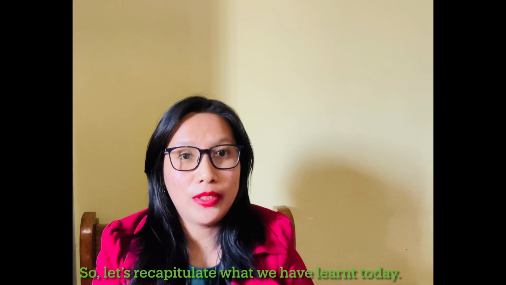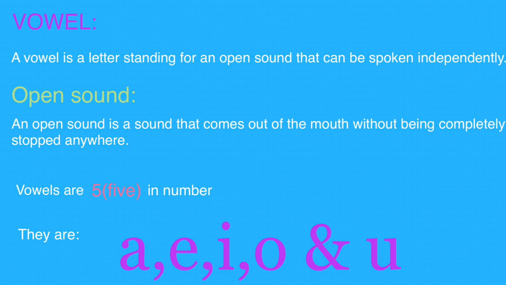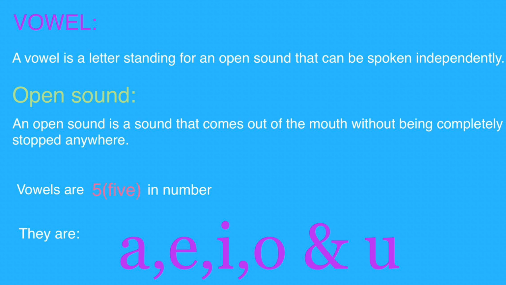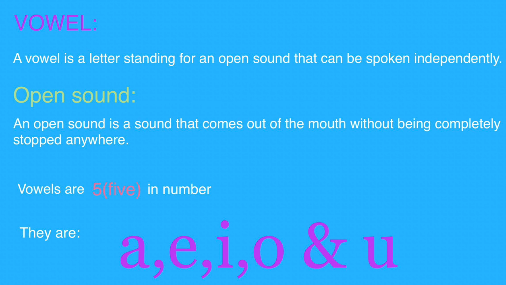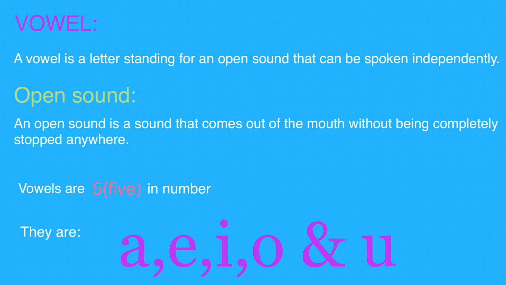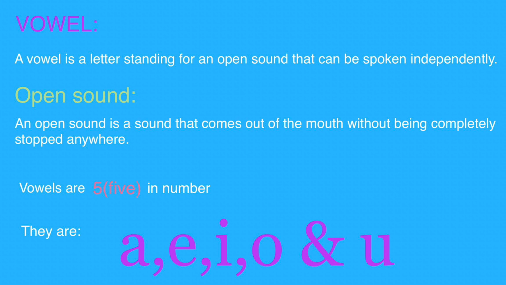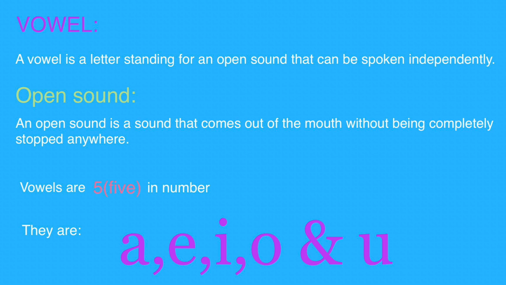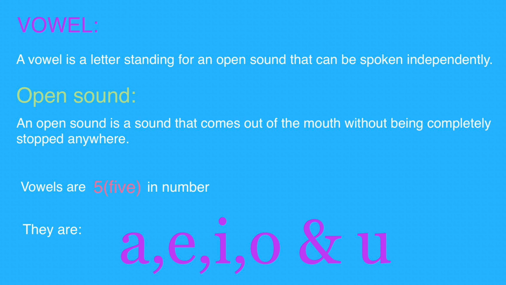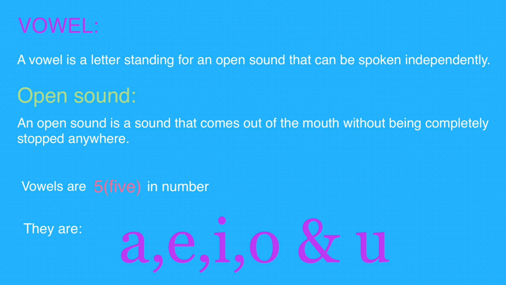So let's recapitulate what we have learned today. Today we have learned about vowels, consonants, semi-vowels, and semi-consonants. Vowel is a letter standing for an open sound that can be spoken independently. So what is an open sound? An open sound is a sound that comes out of the mouth without being completely stopped anywhere. So vowels are 5 in number. They are A, E, I, O, and U.